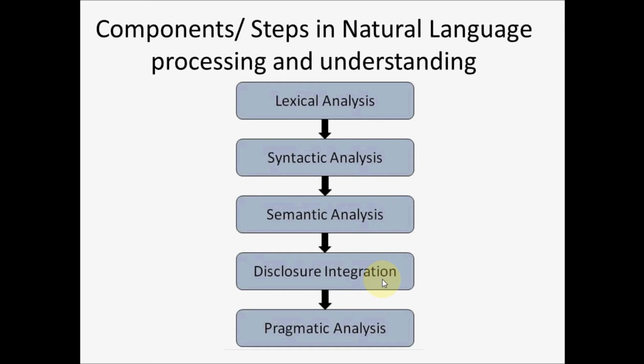And last is pragmatic analysis. It's a process wherein, when a sentence can be understood in multiple ways, getting the correct meaning of that sentence is pragmatic analysis. So these are all the components of NLP. Let us see in detail each one of them. So as I said, the first phase of natural language processing, or the first component, is called morphological analysis, or it is also called lexical analysis.